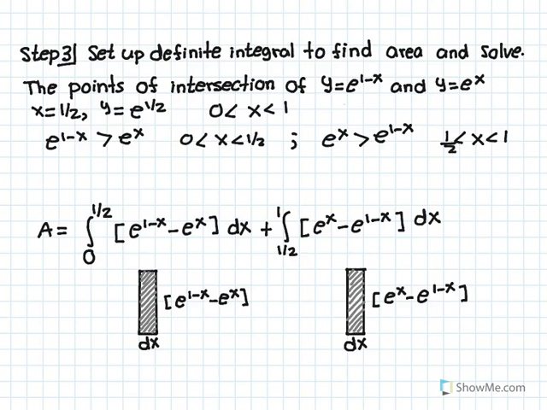So we have to set up two separate definite integrals to describe these two regions and add them up. So the definite integral that represents the area is going to be: area is equal to integral from 0 to 1/2 of e to the 1 minus x minus e to the x dx, plus integral from 1/2 to 1 of e to the x minus e to the 1 minus x dx.